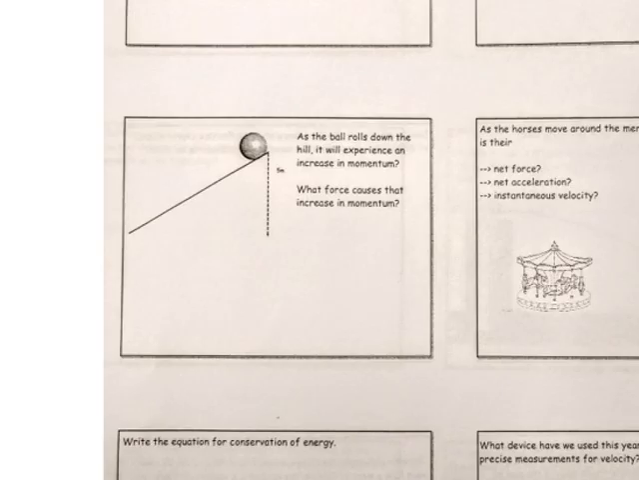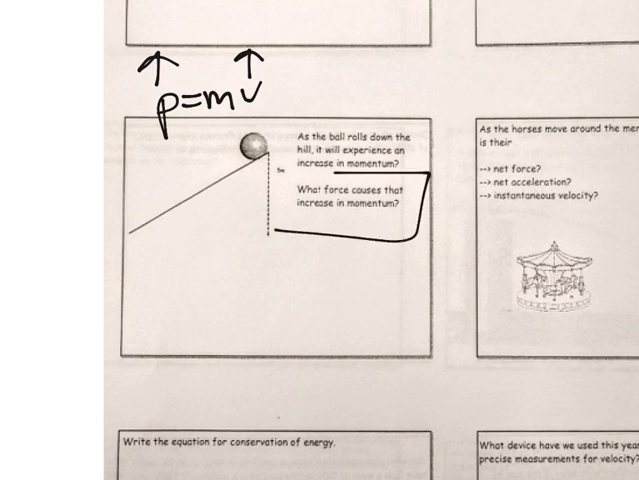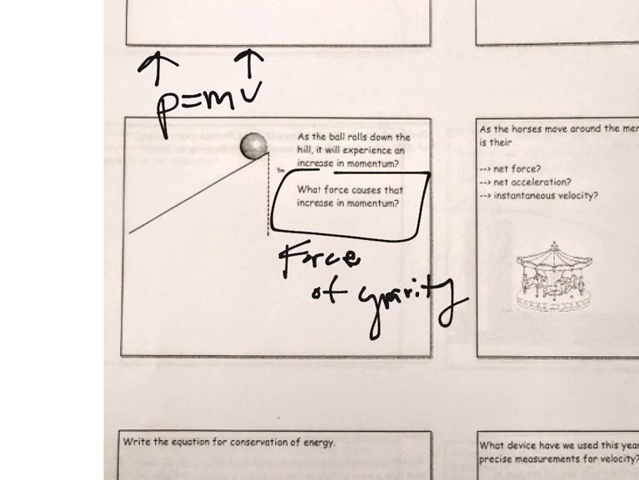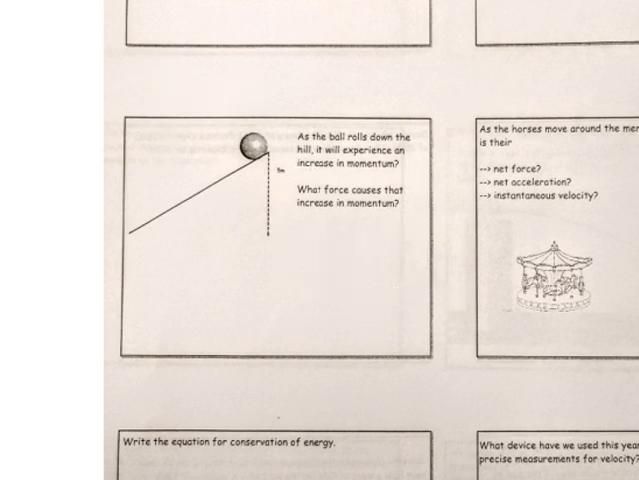Alright, so this problem, it's actually one down. I accidentally erased all of it. But as the ball rolls down the hill, that should have been: will it experience an increased momentum? Hopefully you know when a ball rolls down the hill, it does go faster, and since momentum is equal to this, if velocity goes up, then your momentum will go up. And then what force causes it to increase momentum? Well, why is it rolling down the hill in the first place? That would, of course, be the force of gravity. Hopefully that was rather self-explanatory.